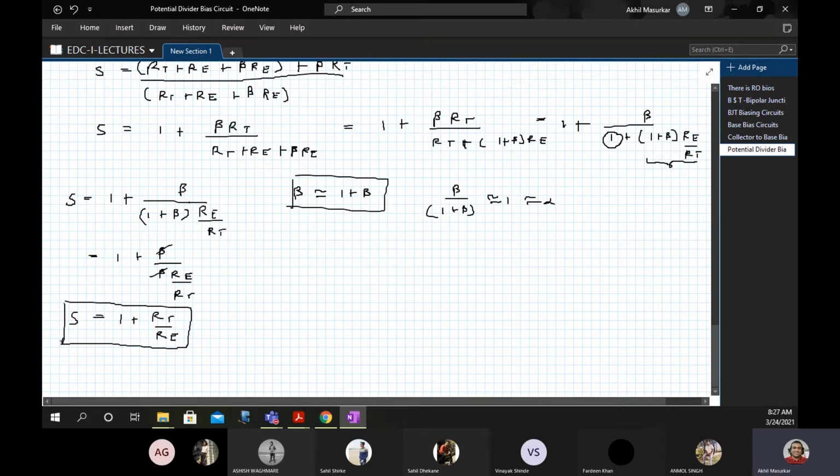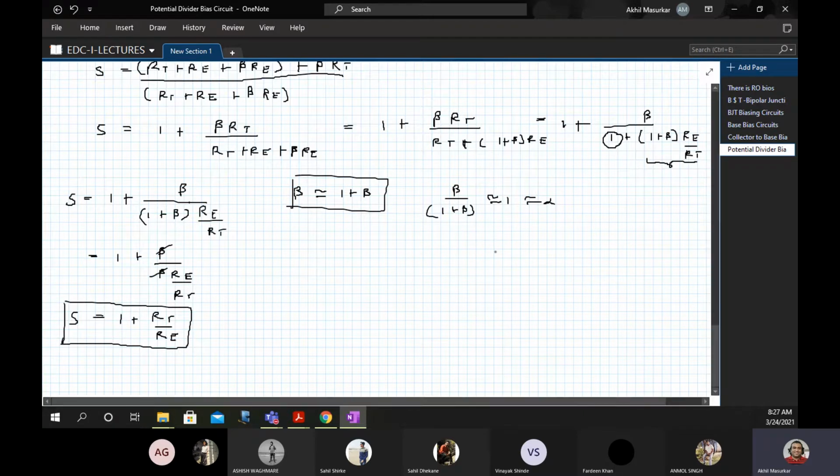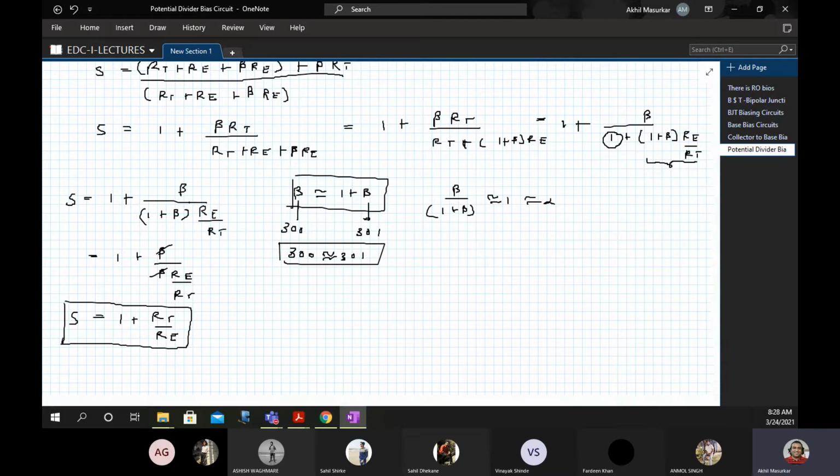So it is the ratio of RT upon RE that controls the stability of the circuit. Why is this true? Because let's say if beta is 300, then this is 300 plus 1. So we say that 300 and 301 are almost equal. So that's why we say that we can cancel them off, considering them as 1, and we get this. So this is the formula for stability.